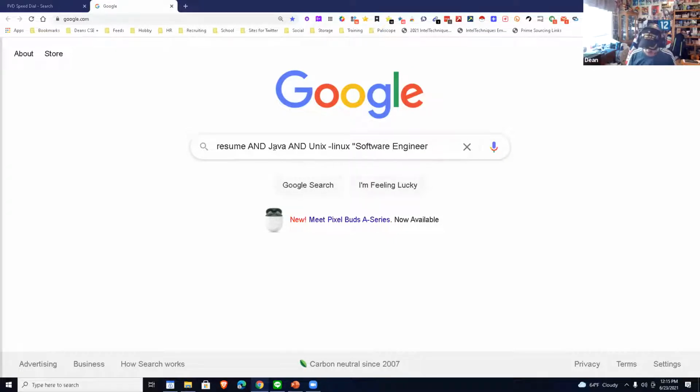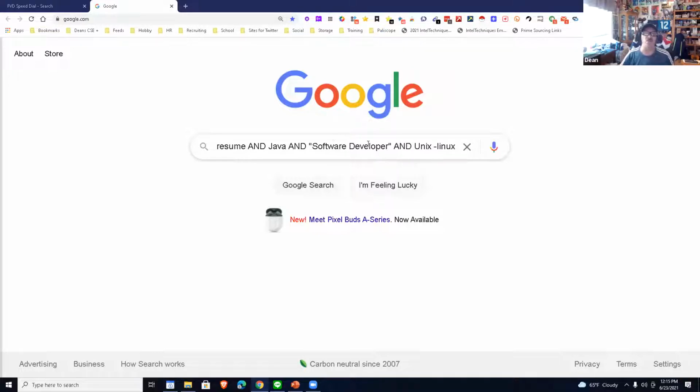Oops, get that right, Dean. Okay, so we got all that pretty good. Resume and Java and Unix, not Linux. Software engineer. So let's go ahead and cut this out. I'm a little anal about my strings. So what I'm going to do is move up here and put in software developer, only because that's easier on my spelling.